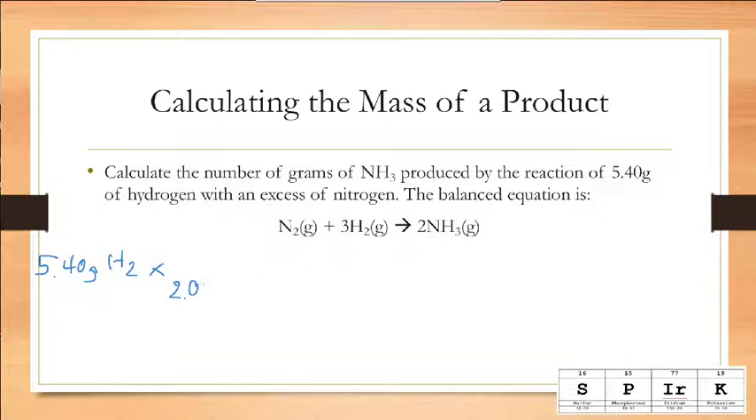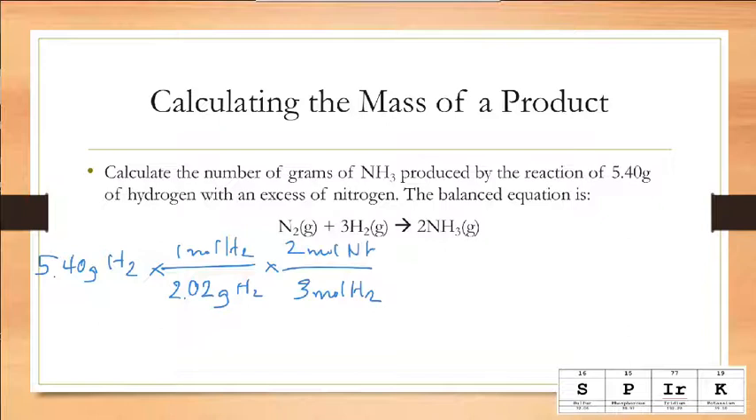And remember, it's H2, so it's going to be 2.02 grams of H2 for every mole of H2. Now here we're going to use our new piece, and that's going to be our mole-to-mole ratio. So 3 moles of H2 for every 2 moles of NH3. And now we need to multiply by the molar mass of NH3. 17.04 grams of NH3 for every 1 mole of NH3.